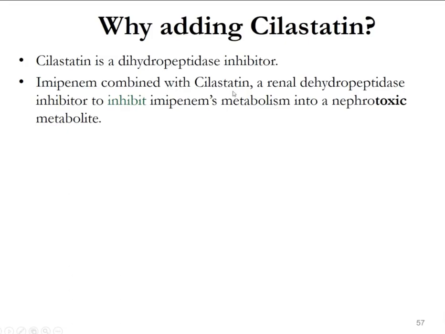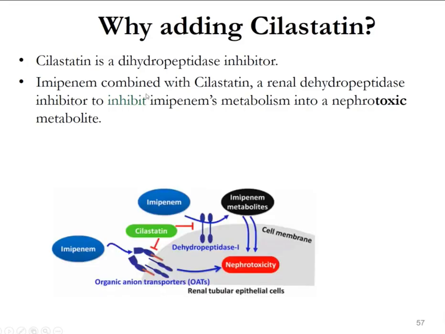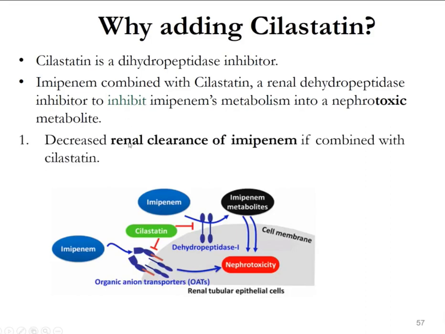Cilastatin is a dehydropeptidase inhibitor. Study all those. Imipenem is combined with cilastatin, a renal dehydropeptidase inhibitor, which inhibits imipenem's metabolism into a nephrotoxic metabolite. If you give imipenem, it can be excreted through the urine, it's well excreted out, but it forms a component that is nephrotoxic. We already discussed this last year, so you can revise those in the previous lecture. But it decreases renal clearance of imipenem, because if the imipenem stays there and kills the renal tissue, the patient will lose the kidney. To avoid that, you add cilastatin.